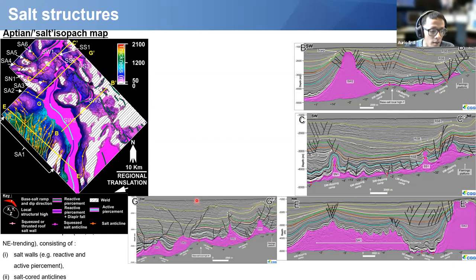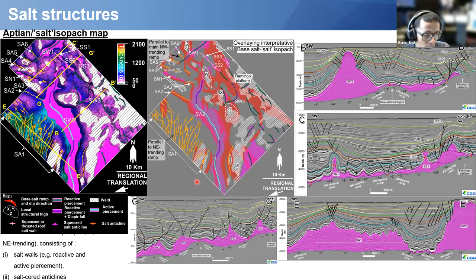If we overlay this map with the previous basalt relief map, we can see a relationship of distribution between each other. Some salt structures, which consist of salt anticline and wall, are parallel to the underlying orientation of northwest, northeast trending basalt relief. Still, some anticlines are also located above relatively flat basalt relief, such as in here.